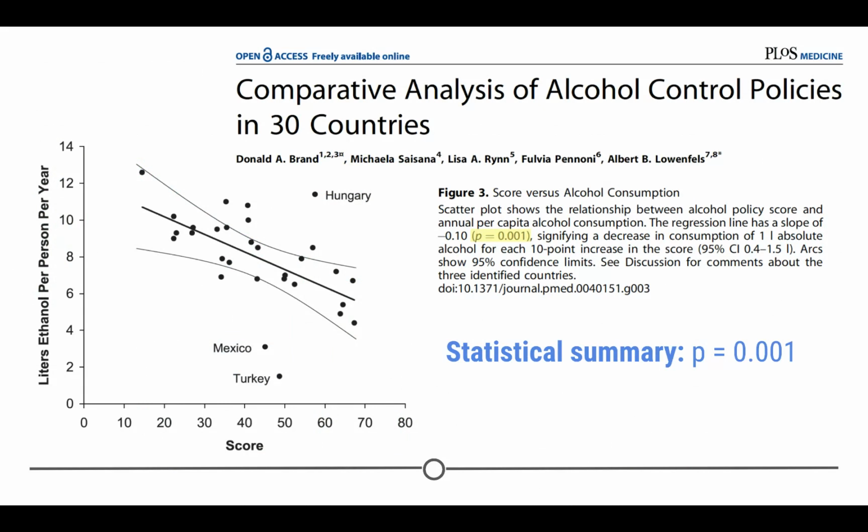Okay, so coming back to this alcohol control policy study, we know that the p-value here for the comparative analysis of alcohol control policies is 0.001. So that means the probability of seeing a point estimate of 1, so seeing a 1 liter absolute decrease in alcohol for every 10-point increase in score, with a confidence interval of 0.4 to 1.5, if the true difference was 0, is 0.001.